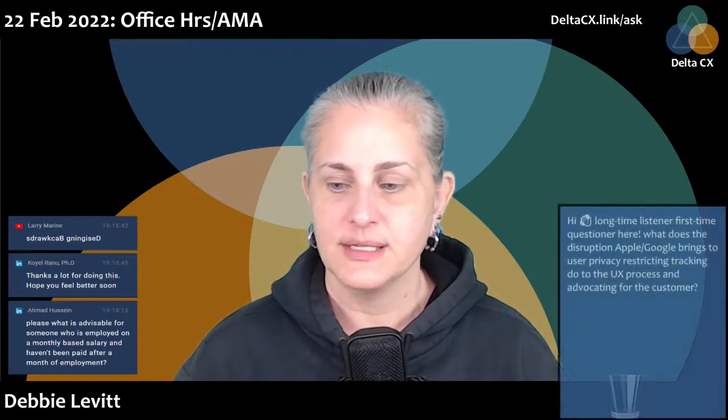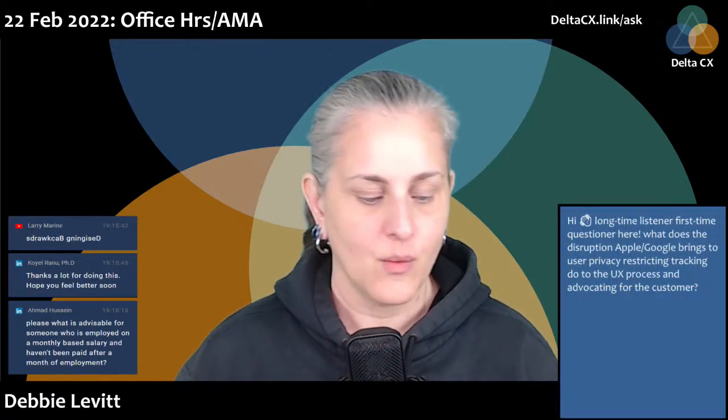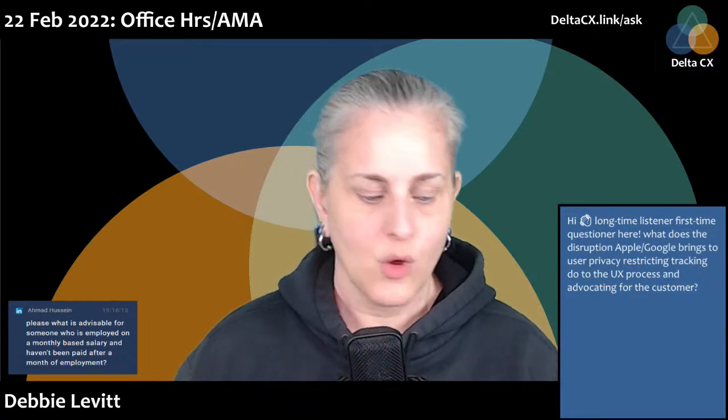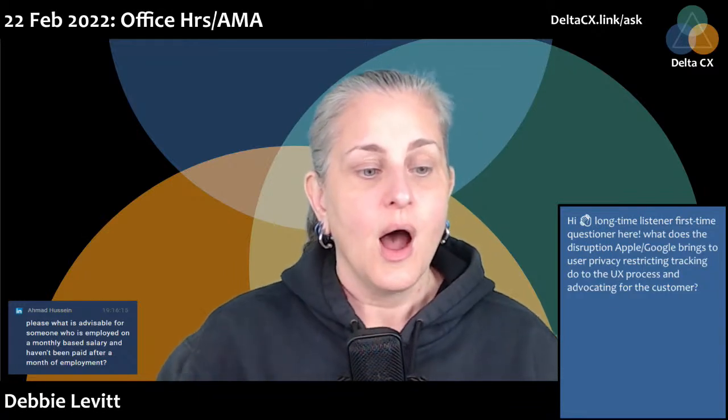What does the disruption Apple and Google bring to user privacy, restricting tracking, do to the UX process and advocating for the customer? Okay, let's put that one up on the screen. And then we have another question from Ahmad, and we'll put that up in a moment. So Ahmad, please hold. I see your question, and we'll answer that one next. Okay. So Avatar says, what's going on with the whole privacy tracking and what's that going to do to the UX process and advocating for the customer?